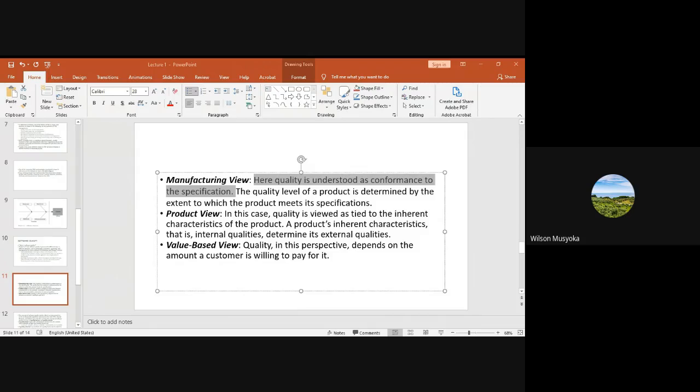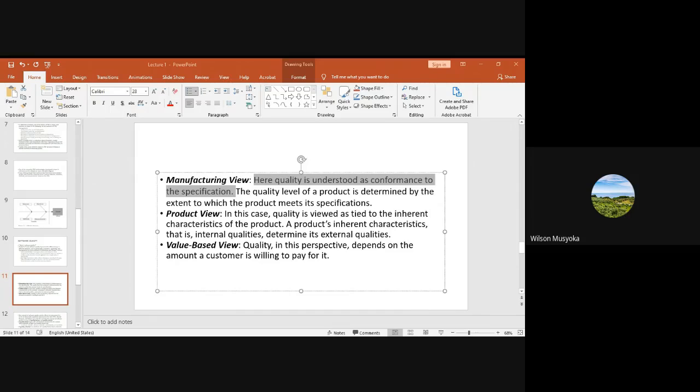And then there is the value-based view, where quality is viewed from what the customer is willing to pay. You could have so many other products out there in the market, but if the customer is willing to pay whatever amount to have this product, then we call it the value-based view of that product. Take an iPhone made of gold: somebody is willing to pay for that gold-based iPhone because it is of value to them.